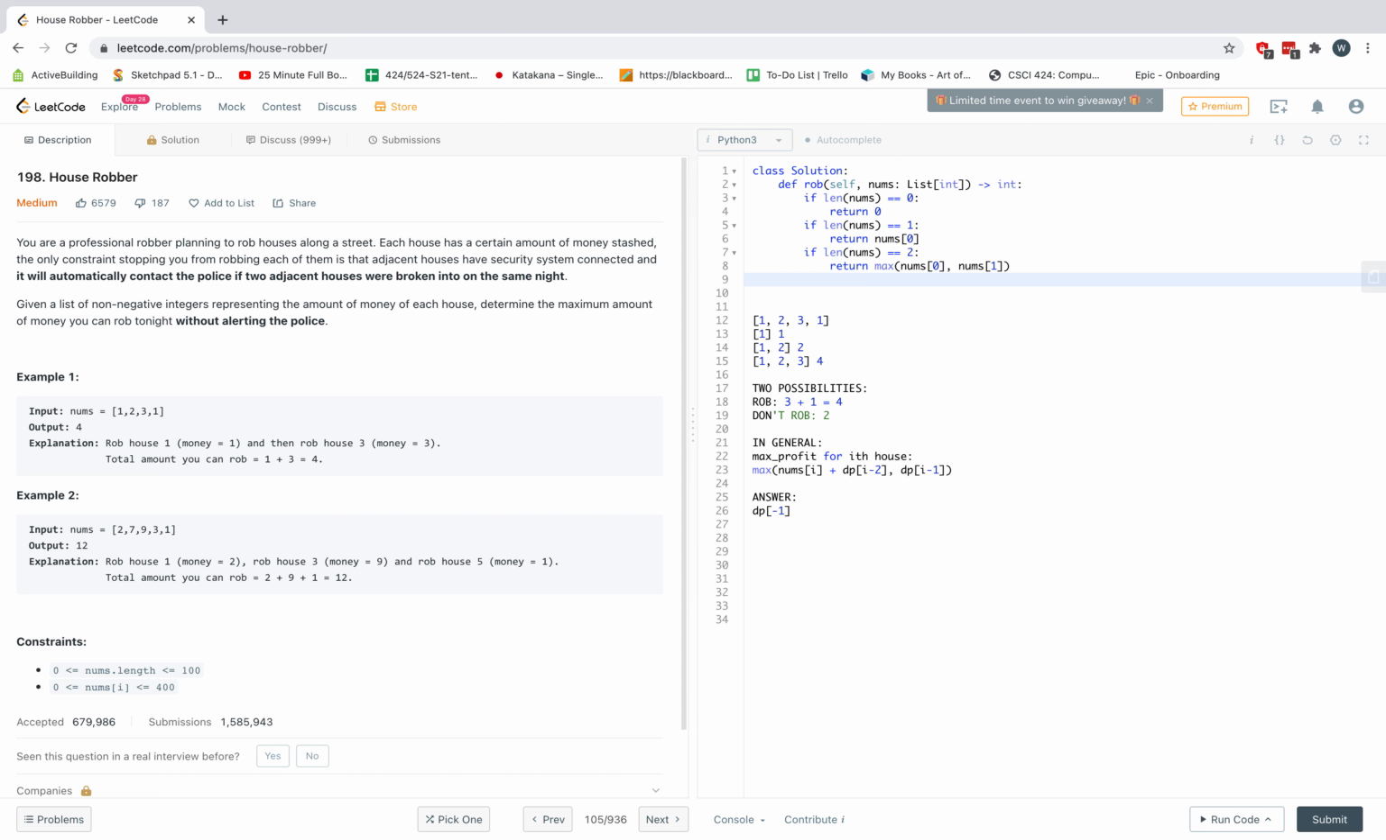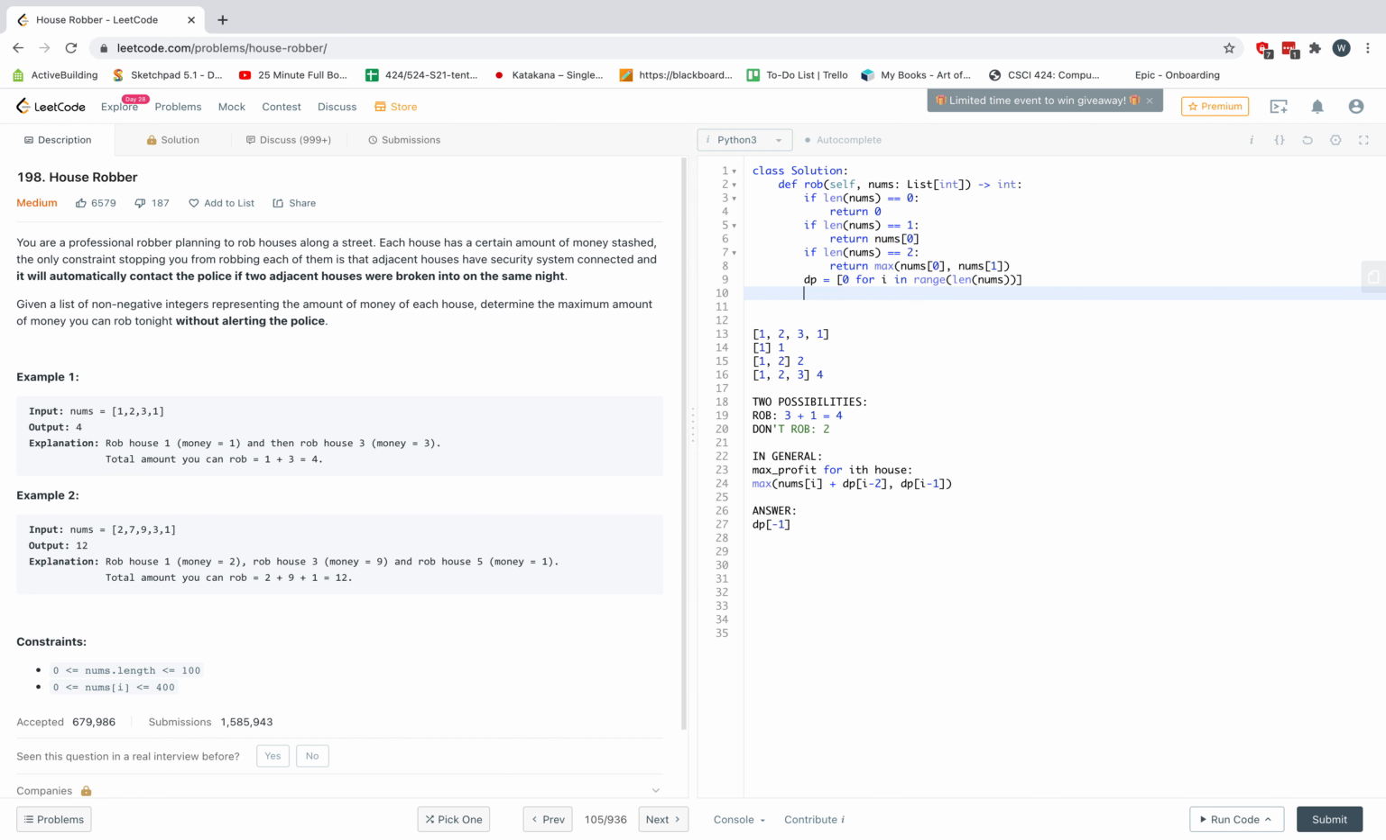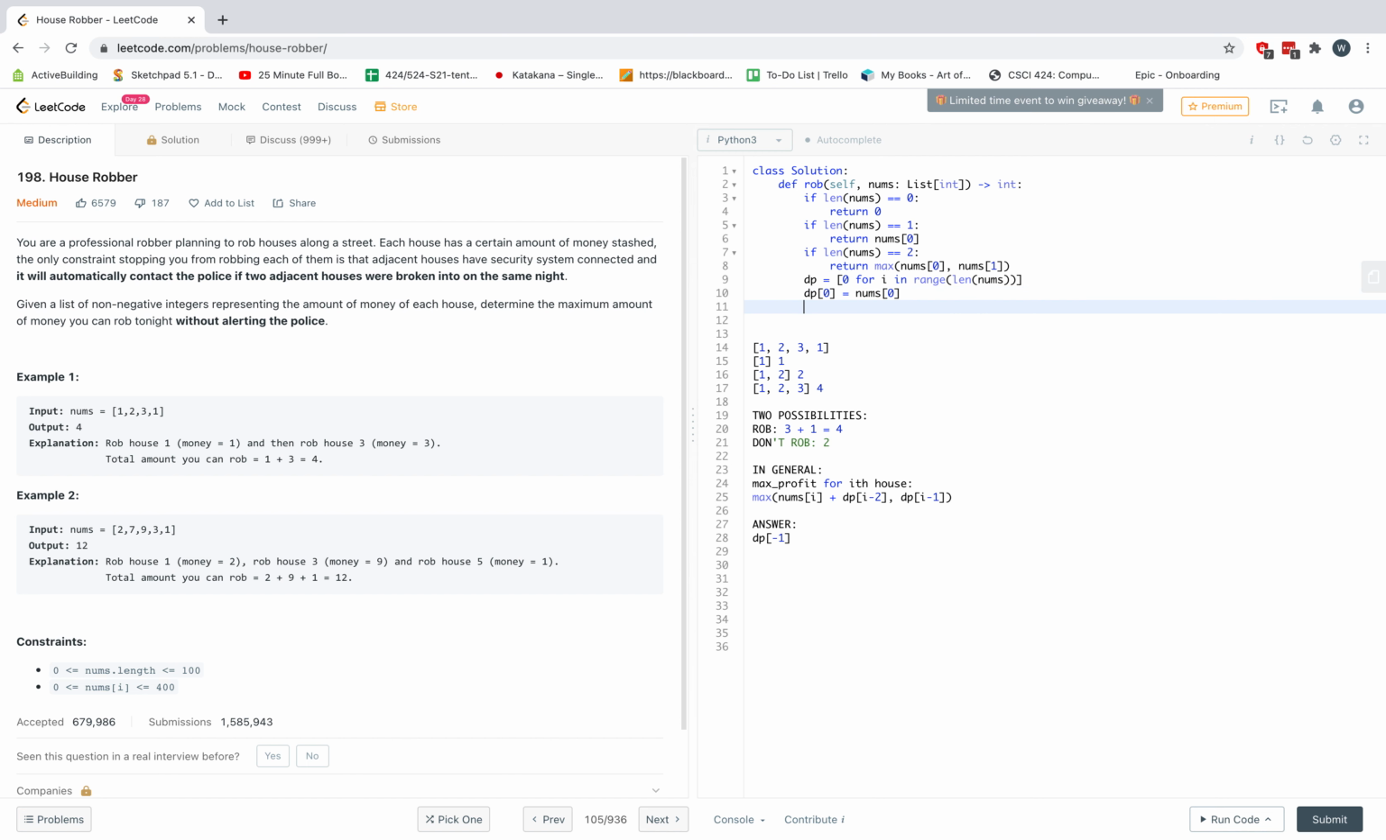Now, the interesting part happens when you have more than 2 houses to rob. In that case, we're going to do something like this. First, we're going to create a DP table and initialize it with all zeros. And then we're going to fill it in with our base cases. So dp[0] should be equal to nums[0]. Why is that? Because dp[0] is saying, what if we only have 1 house to rob? Well, then that would mean we only need to rob that 1 house. So that's our base case. Now, what if we had 2 houses to rob? Well, then that would be max of nums[0], nums[1], right?